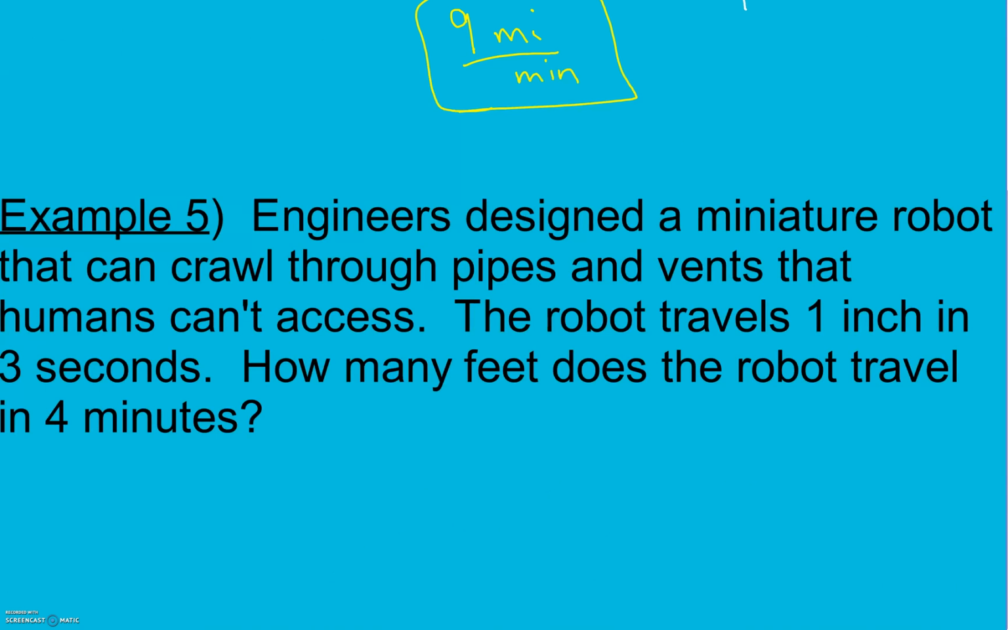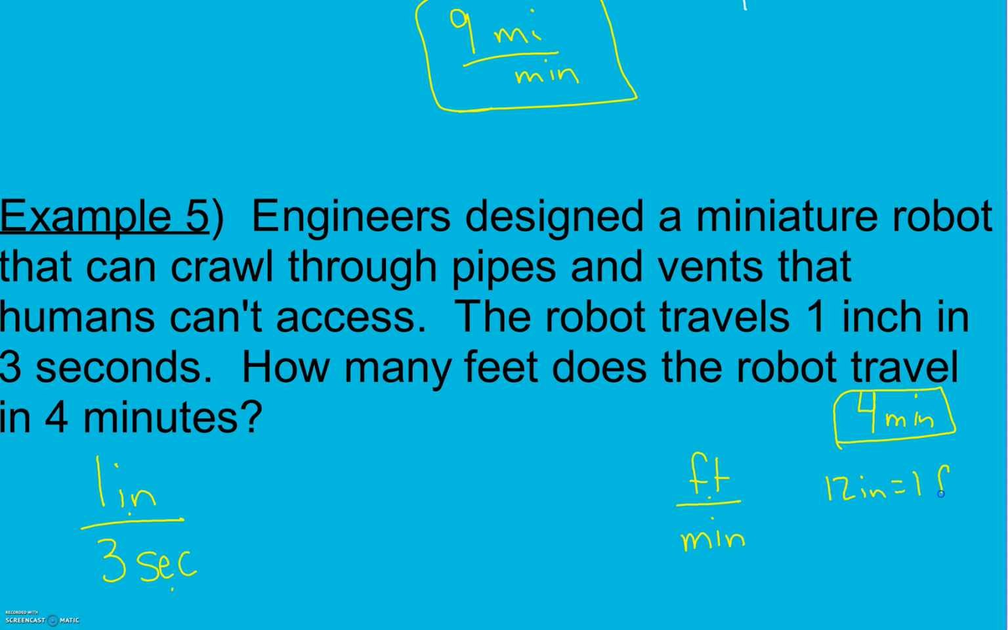Engineers designed a miniature robot that can crawl through pipes and vents that humans can't access. The robot travels 1 inch in 3 seconds. How many feet does it travel in 4 minutes? So we're looking for 4 minutes. Okay, so we need to compare two things because inches and feet don't match up and neither do seconds and minutes. So there are 12 inches in 1 foot and 60 seconds in 1 minute.